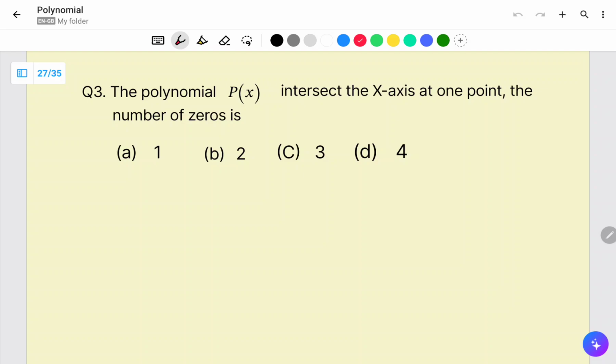The next question is, the polynomial p(x) intersects the x-axis at one point. The number of zeros is option A 1, option B 2, option C 3, option D 4. So here the correct option is option A.